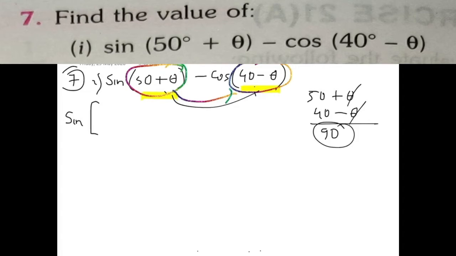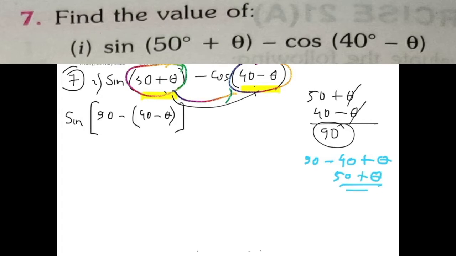Sine, I'll give a square bracket. Instead of writing 50 plus theta, I'll write 90 minus 40 minus theta. Now you must be wondering what I did. If you open this bracket, you can try it: 90 minus, bracket is open, so minus into plus is minus, and minus into minus becomes plus, so it becomes plus theta. 90 minus 40 is 50, so it becomes 50 plus theta, and this very 50 plus theta is what is there in the bracket.